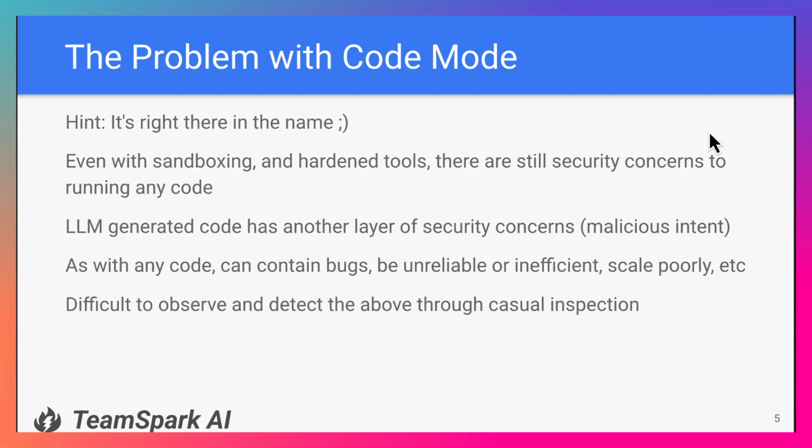So I think it's even more of a problem than if it was just calling regular code that was out in the wild, because this is code generated by the LLM. And as with any code, it can have bugs, it can be unreliable, inefficient, not scale, and has all the problems code can have, all things that you have to manage. And it's also difficult to observe and detect through casual inspection, meaning there's not just one place where I can say, okay, what is this tool that the model made? Where is it? How is it using it? They're all done a little bit differently.